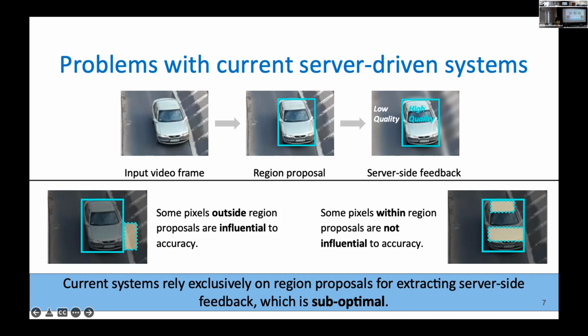We find that this approach is going to fail in two particular cases. In the first case, which we can see in the lower left corner of this slide, some pixels outside the region proposals could have very large influence on the final inference accuracy. In the second case, which can be seen in the lower right corner, there are many pixels within these region proposals that are not as influential as expected, because they might be associated with some smooth areas that are easy to detect. So we believe that these current systems are suboptimal in their way of extracting the server-side feedback.